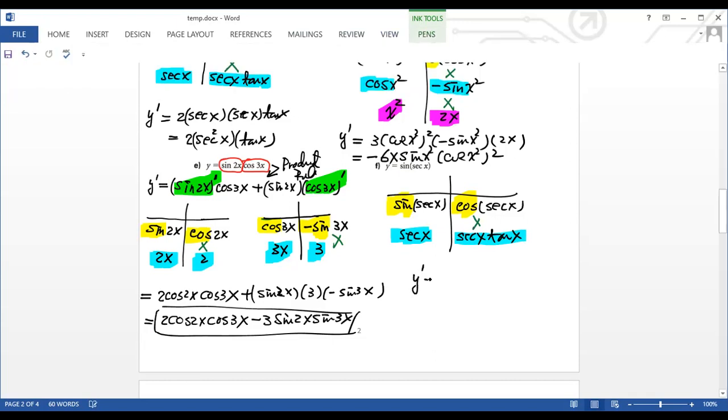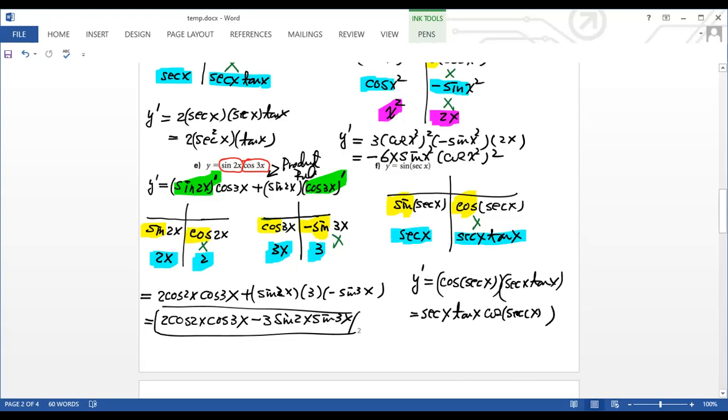So y prime is equal to the cosine of secant x, times secant x tangent x here, right? So be careful, this secant x is inside the cosine. If you want to avoid confusion, you can say this is secant x tangent x cosine of secant x. All right, that's what the chain rule is about.